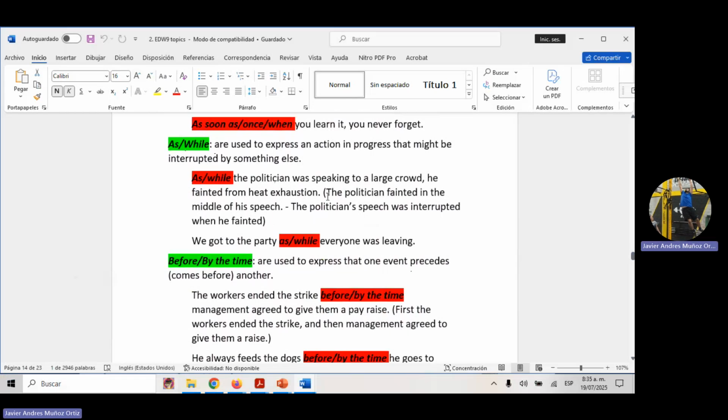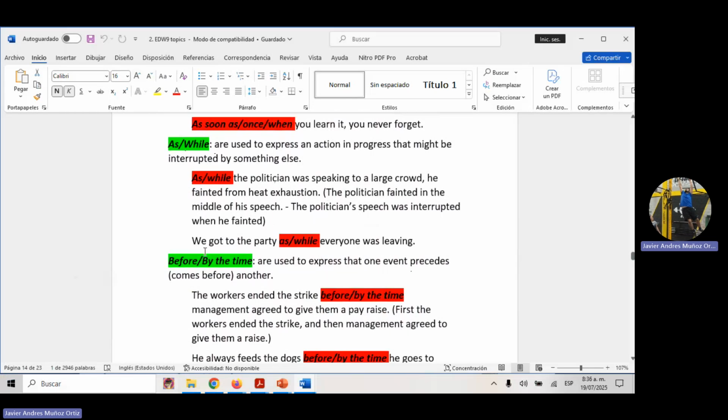So, at the same time, he was doing something, but something else happened. So this big activity was interrupted by something else, right? The speech he was giving was interrupted because he fell down. He fainted because of the heat, right? A big activity is interrupted by something else.